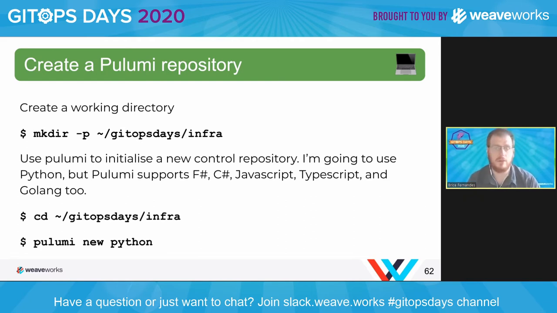Now, for this tutorial, I'm going to be using Python. I think it's very readable and it's very accessible for everybody who's watching. But actually, it supports F#, C#, JavaScript, TypeScript, and Golang. In fact, pretty much anything that can target the CLR, the common language runtime for .NET, is capable of running Pulumi. Anything that can target JavaScript, including ClojureScript and the host of languages that have proliferated on top of Node.js, is capable of running Pulumi too, and Golang. So there's a variety of choices for you.